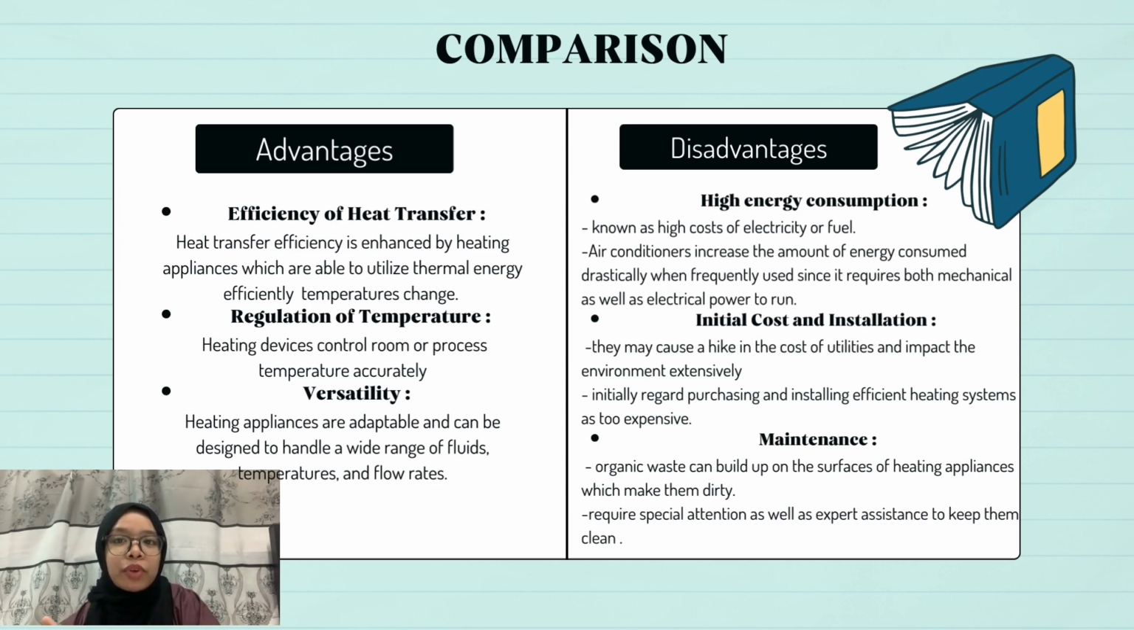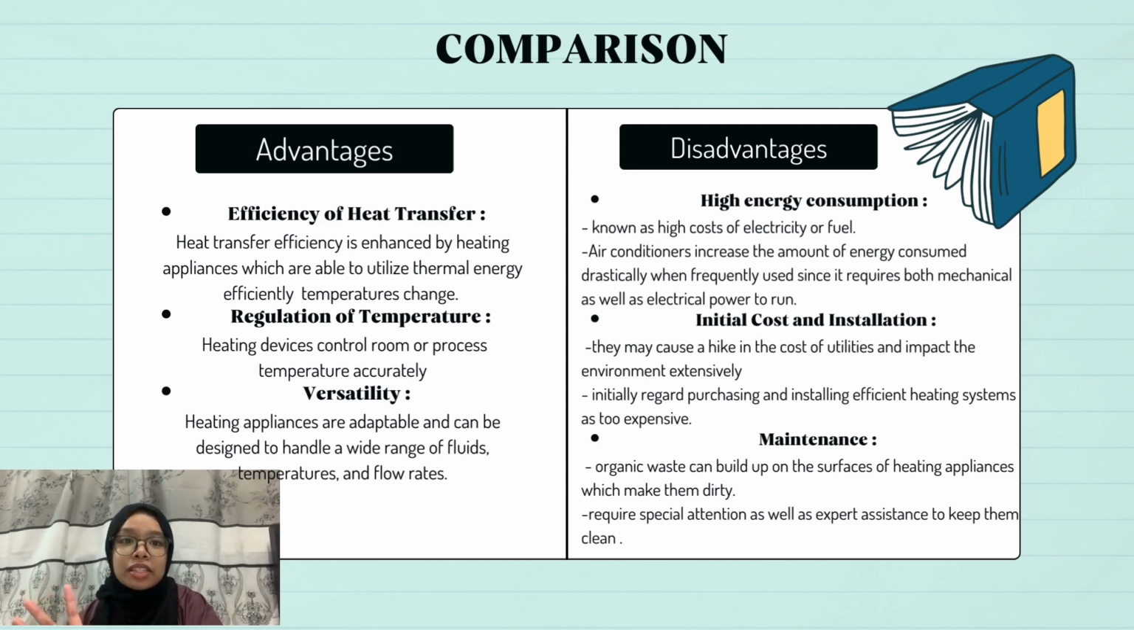So what can I say about the advantages is basically efficient heat transfer and versatile heating appliances are not just for staying warm. They are about optimizing the energy use, maintaining precise conditions, and also adapting to diverse needs. By harnessing these technologies, we can create environments that are both comfortable and efficient, whether at home, in the office, or on the factory floor. Okay, so then next we go to disadvantages.